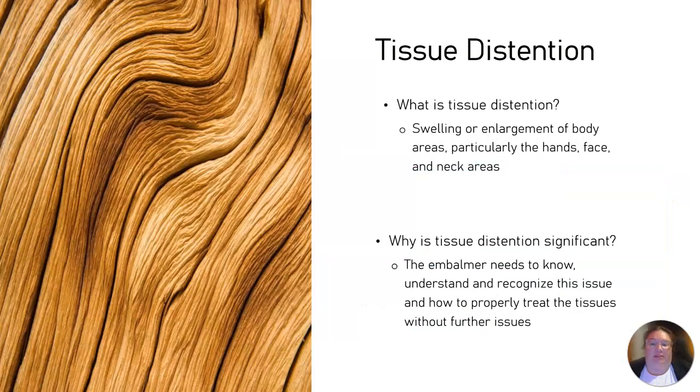So next we're going to talk about tissue distension. So what is tissue distension? It's the swelling or enlargement of body areas, particularly in the hands, face, and neck. So why is this significant? The embalmer needs to know and understand how to properly treat it without causing any further mutilation to the body.